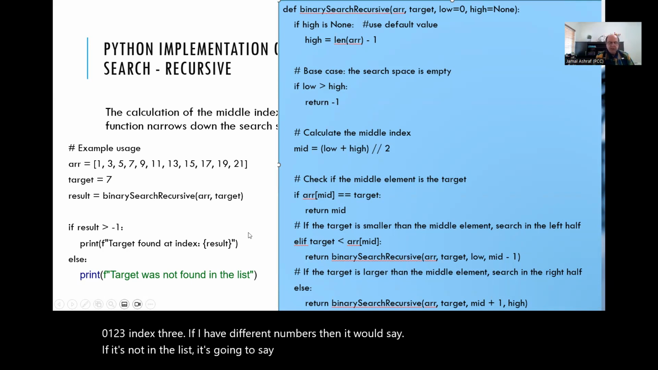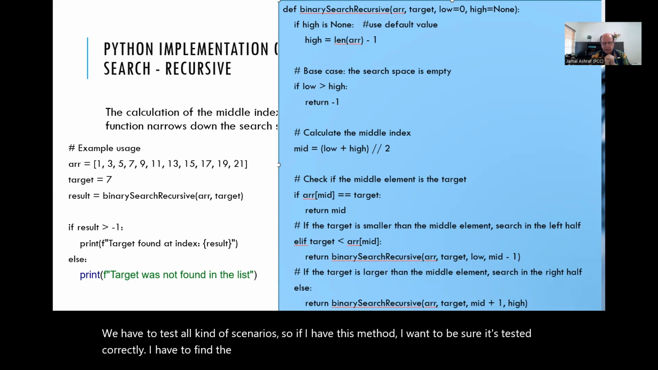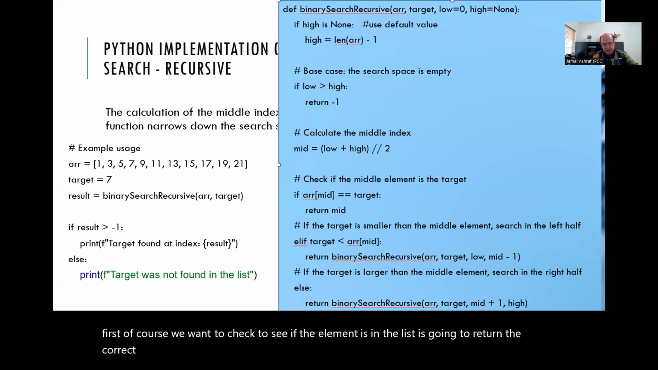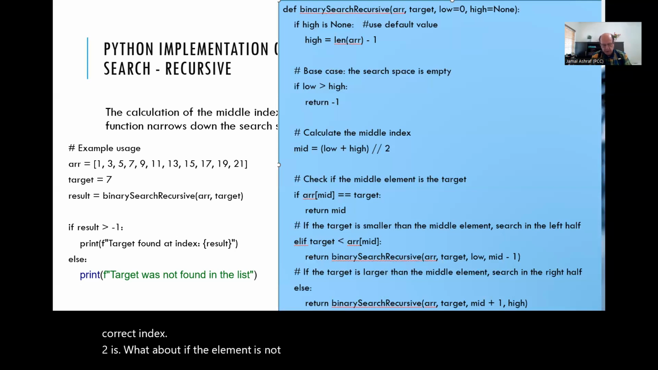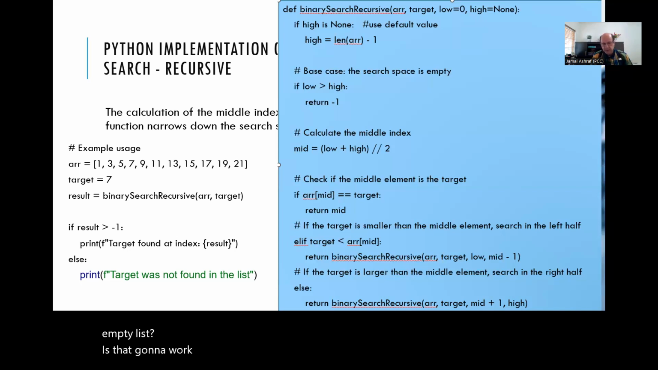So the thing we have to consider when we are testing is that we have to test all kinds of scenarios. If I have this method, I want to be sure it's tested correctly, so I have to find the scenarios and then figure out what else I need to check. First, of course, we want to check whether, if the element is in the list, it returns the correct index. Second, what if the element is not there? It has to return element not found. And the third one we always have to check is, what if the list is empty? What if somebody gave me an empty list? Is that going to work with this method that I have or not?